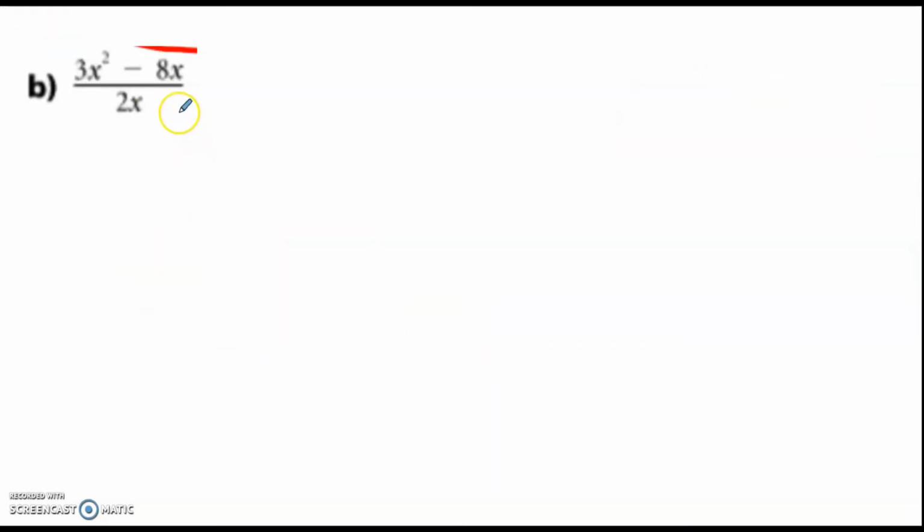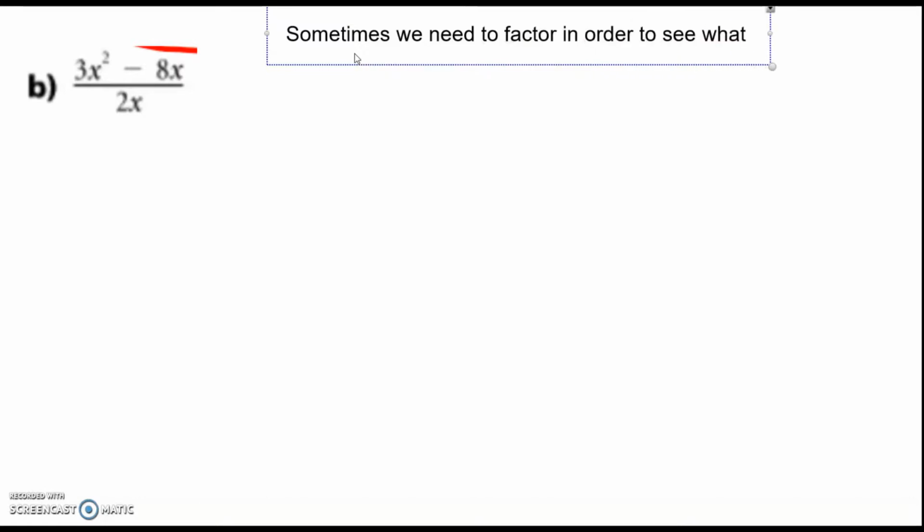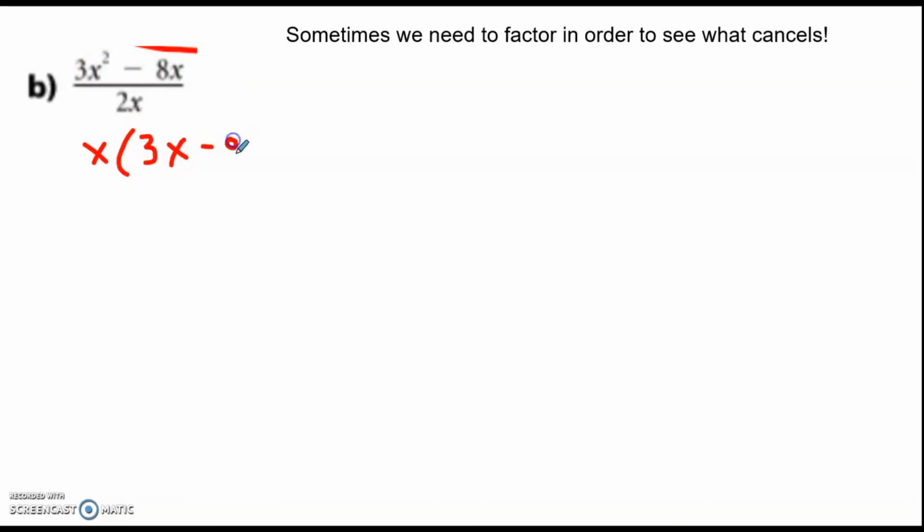Another one. Now this one, sometimes you have to factor in order to see if you can cancel anything. So sometimes we need to factor in order to see what cancels. So let's take a look. I don't see anything in the bottom that I can pull out, but in the numerator, 3 and 8, their greatest common factor is 1, but x squared and x, I can pull out an x. So in the numerator, I'm going to pull out an x, and I'm going to get 3x minus 8.